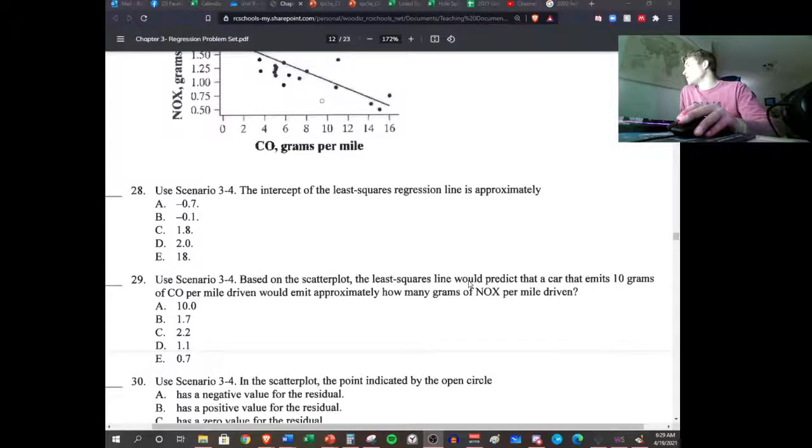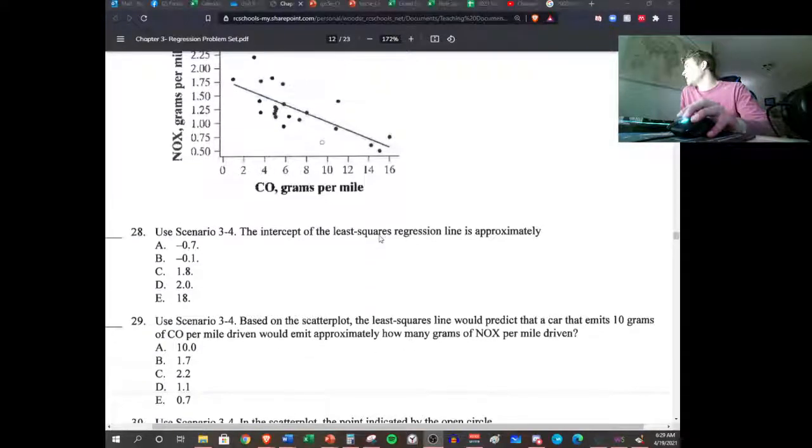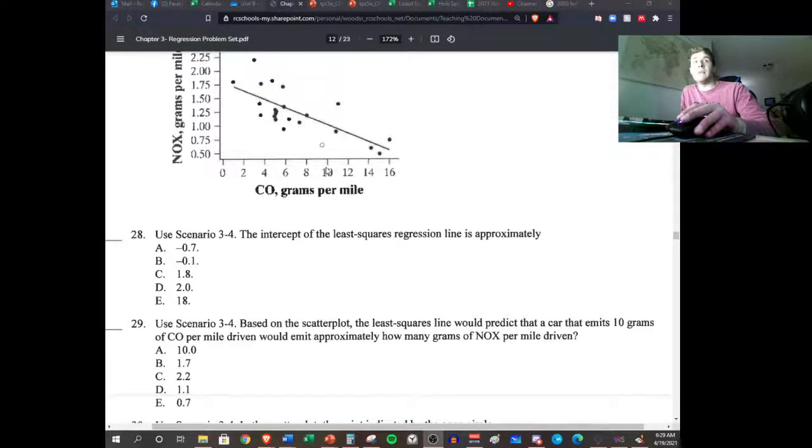See, the least squares regression line would predict a car that emits 10 grams of carbon monoxide per mile driven would emit approximately how many grams of NOx. So if we go to 10 here, here's 10, we go up and then we go over, and we can see, okay, it should be in this range here. So up and to the left, that looks like 1.1, right? So right here. Looks like D would be the best choice for that one, just based on that.